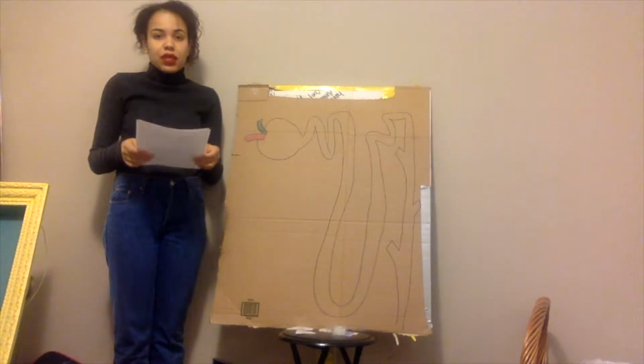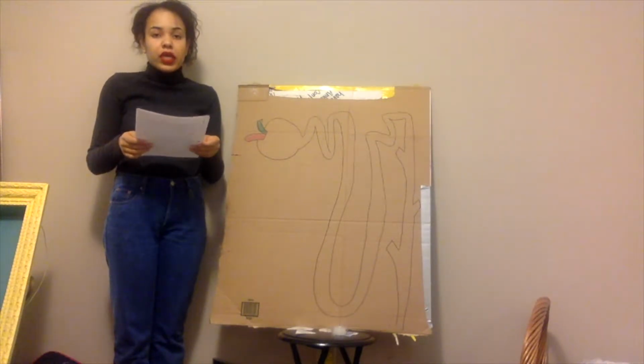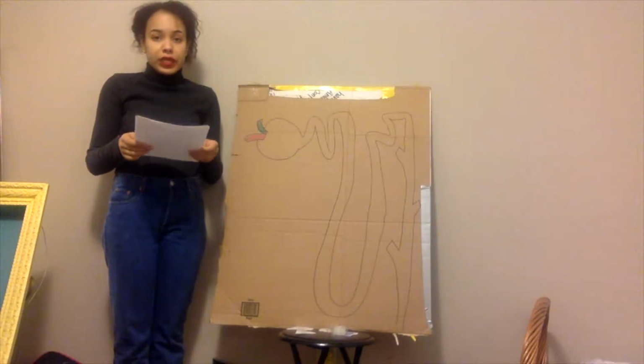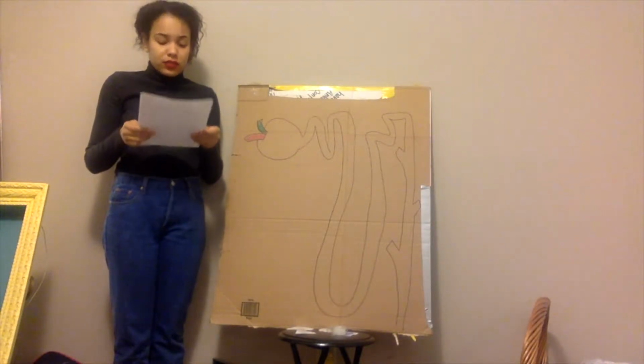What does it do? It makes us pee. Well, it extracts waste from the blood and bodily fluids, forming urine. How does it do this?